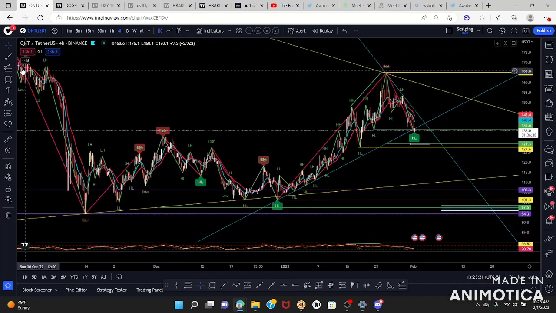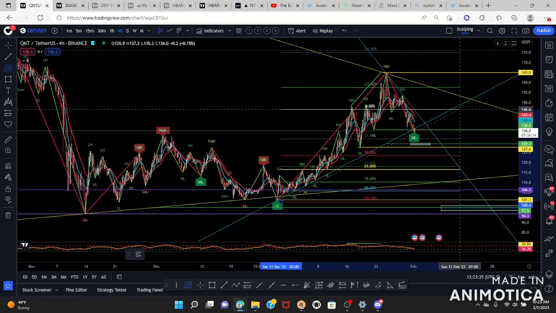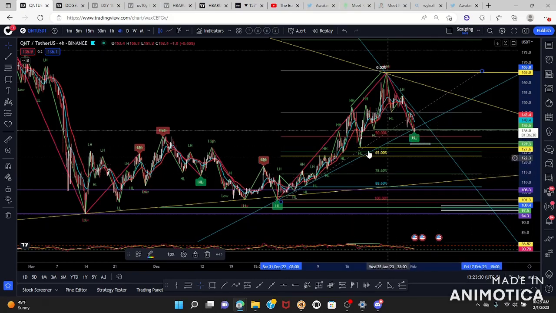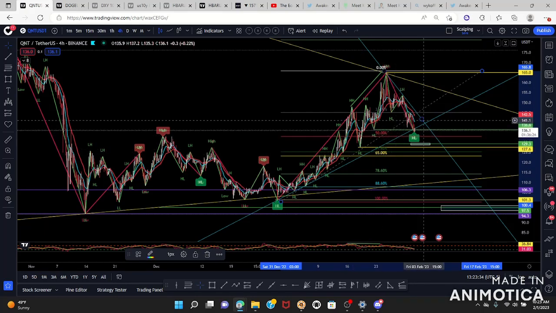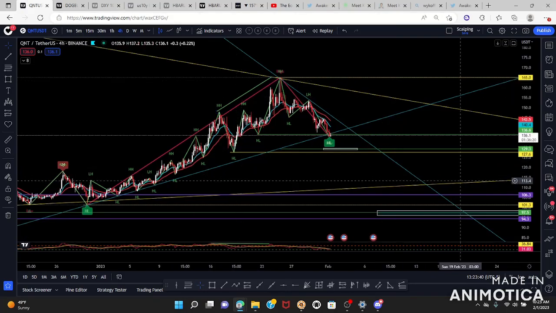You could also always throw a fib out from the lows to the highs. Good targets to take profits are golden pocket targets at 65% or 50%. So you could always consider that too. So we'll see how it goes.